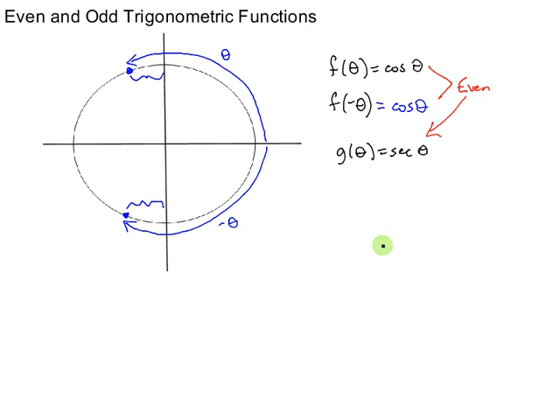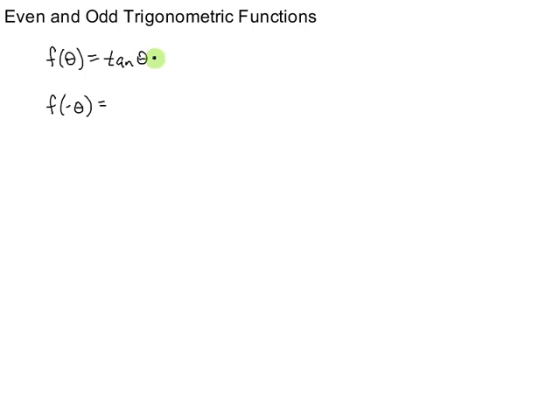Okay, so we have sine, cosine, and the reciprocals, cosecant and secant. Now we need tangent and cotangent. So if f of theta equals tangent of theta, we could rewrite that in terms of sine and cosine, sine over cosine. And therefore, whenever we want to find f of negative theta, as opposed to using the unit circle or the coordinate plane to determine if it's even or odd, we can do this using just algebra. So f of negative theta is going to be, I'm going to replace everything up here with negative theta, so sine of negative theta over cosine of negative theta.